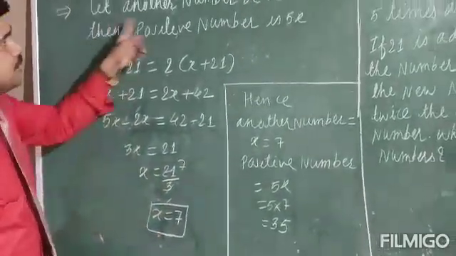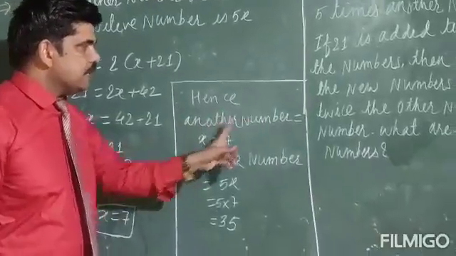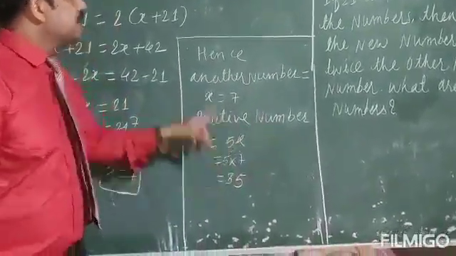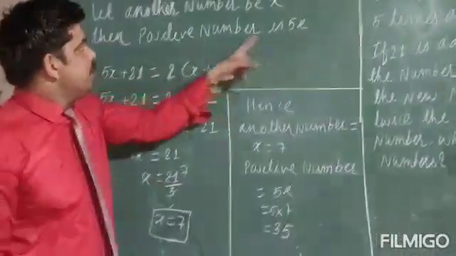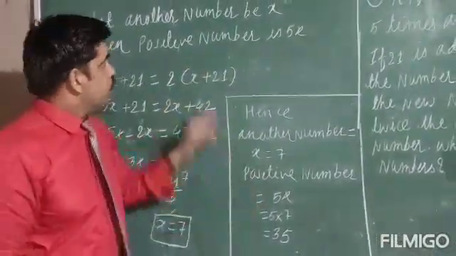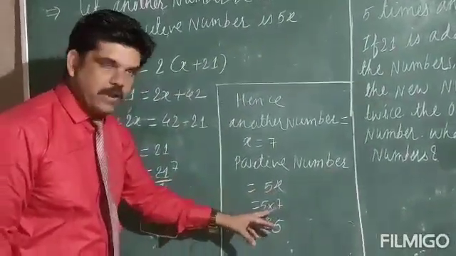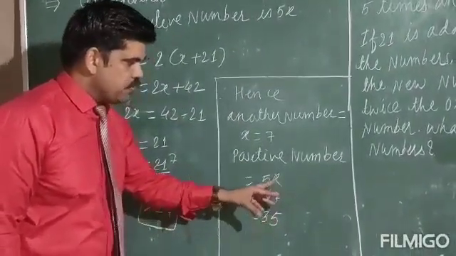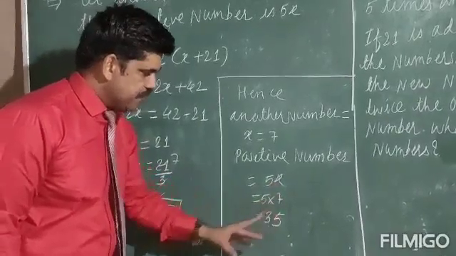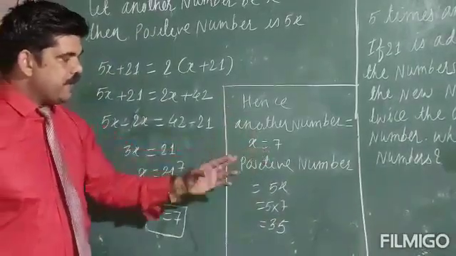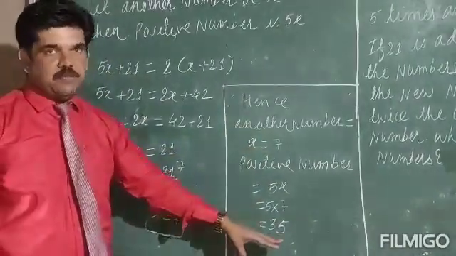What x did we consider? The other number. So hence the other number x is 7, and the positive number is 5x. We considered that the positive number is 5x. So 5 into, put the value of x, that is 5 into 7, because the value of x is 7. So 5 sevens are 35. So therefore the other number is 7 and the positive number is 35. Okay.